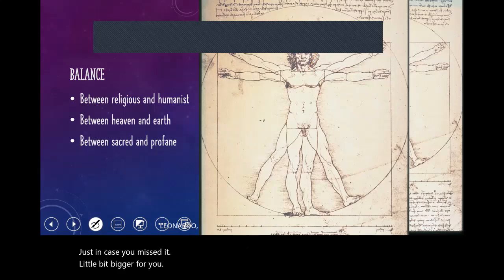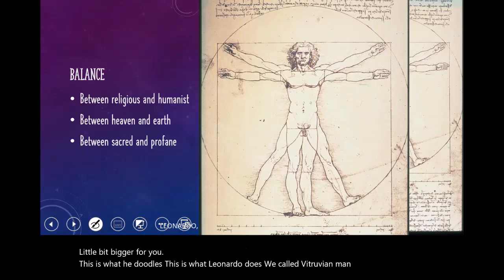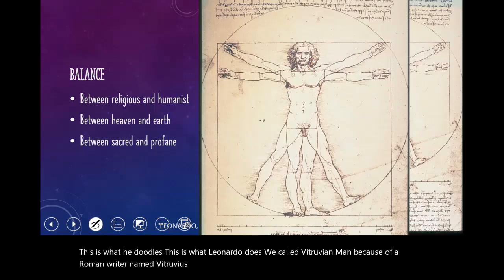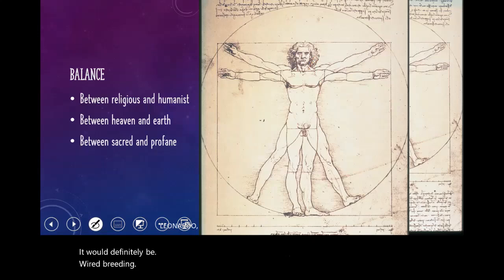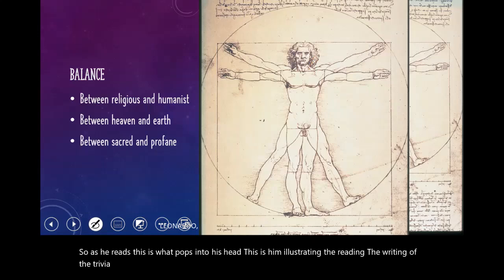Now, this is what he doodles. This is what Leonardo does. We call it the Vitruvian Man because of a Roman writer named Vitruvius, from whom we get a lot of great information about Roman art and architecture. It would definitely be required reading for a master like Leonardo. So as he reads, this is what pops into his head. This is him illustrating the writing of Vitruvius. It's also him illustrating his own thoughts that he famously wrote backwards.